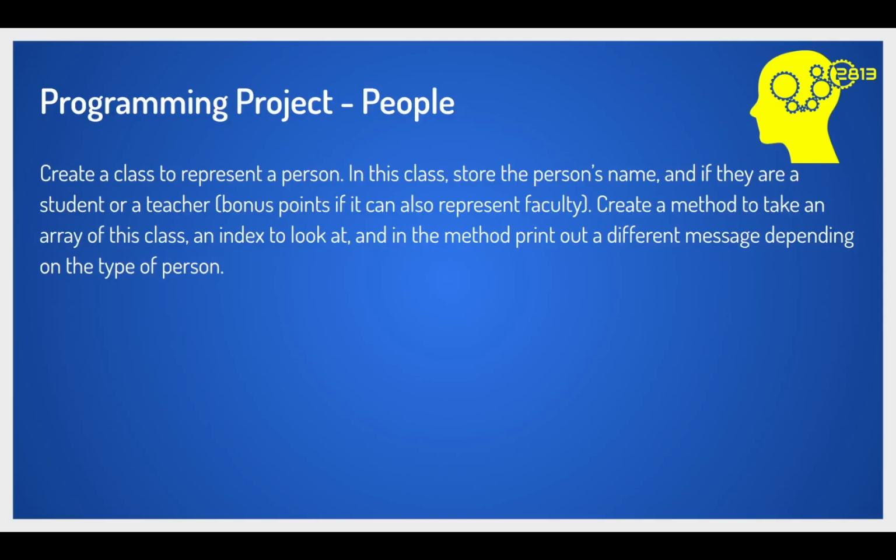Okay, so now you guys are going to practice this. This is your project. You're going to create a class to represent a person, and in that class you're going to store the person's name and whether they're a teacher or a student. Then you're going to create a method to take an array of this class and index look at it, and also in that method print out a different message depending on the type of person. So pause now if you want to take some time to work this out, and then we'll give you the solution next.